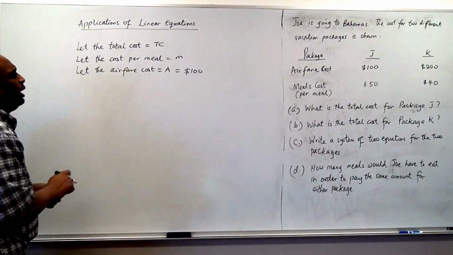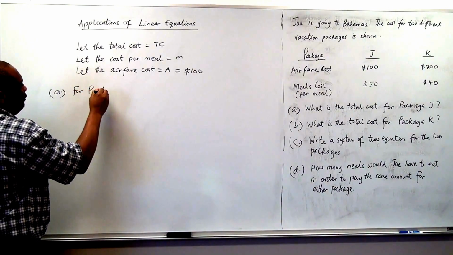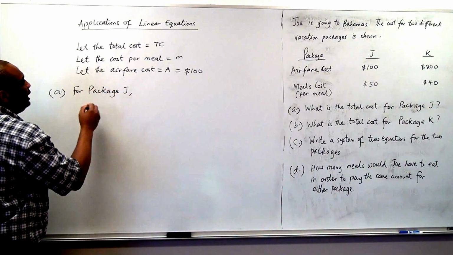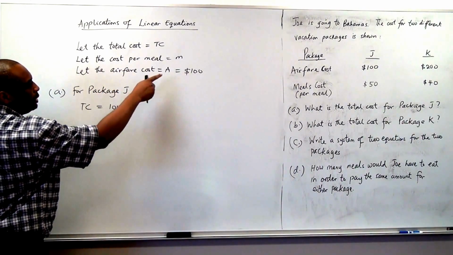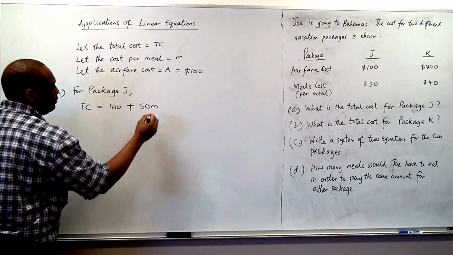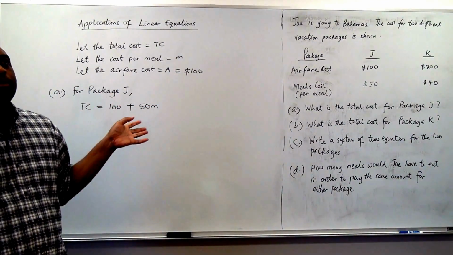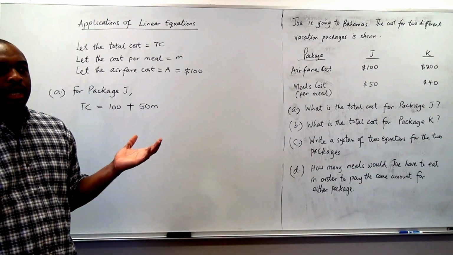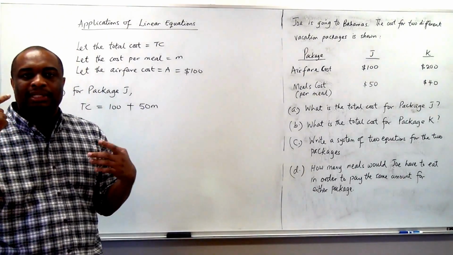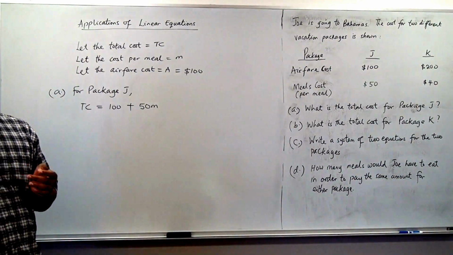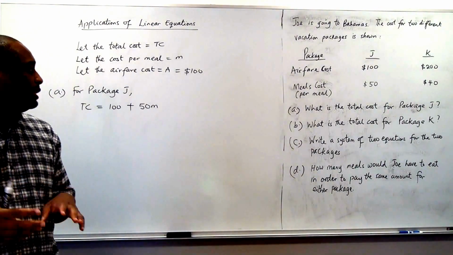So for A, we now find for package J, the total cost will be $100 plus 50m. It's just like when you go to the store and you see a pencil, let's say they sell pencil $2 per one. So that means if you buy a pencil, you pay $2. If you buy 2 pencils, you pay $4. If you buy 3 pencils, you pay $6 and the rest of them.